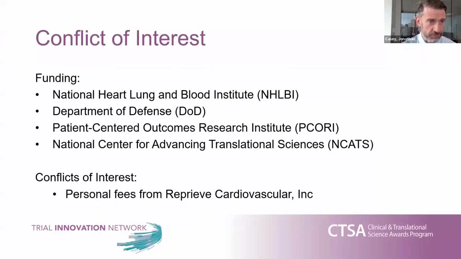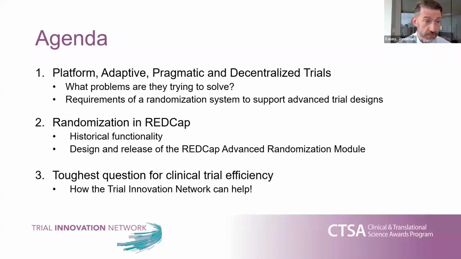I'll just pause here briefly for the conflicts of interest and then show you our agenda. We're going to talk today about platform, adaptive, pragmatic, and decentralized trials. We'll review what problems they're trying to solve. We'll talk about the requirements of a randomization system to support those advanced trial designs. Then we'll talk about the randomization functions in REDCap, the historic functionality, and then the design and release of the REDCap Advanced Randomization Module, which has new capabilities I'm excited to tell you all about. And then we'll get to what I think is really the toughest question for clinical trial efficiency and how the Trial Innovation Network can help with that question.